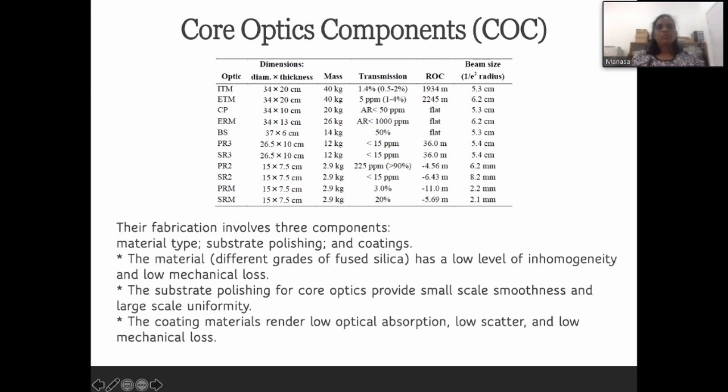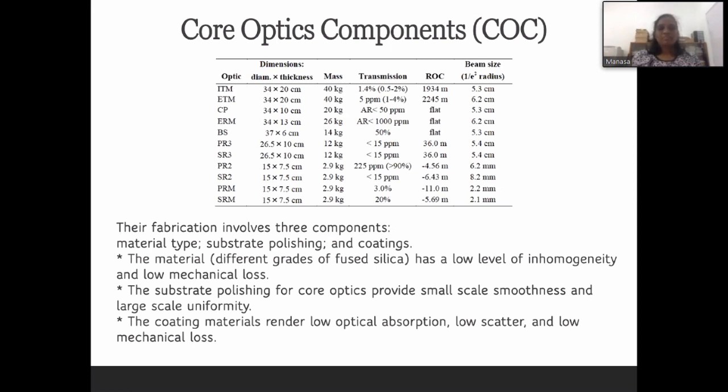From there, we will move into the next subsystem, which is the core optics components. So the interferometer is made with optics, and the optical elements play a crucial role. The quality and the build of it play a very crucial role in designing and putting the detector together. So the three main components that we worry about when we make these core optics are the choice of the material that is used, the polishing that they undergo, and the material that makes the coating on these mirrors.